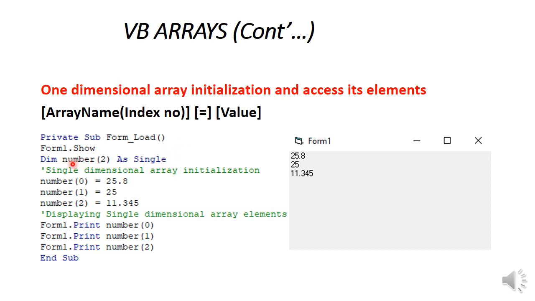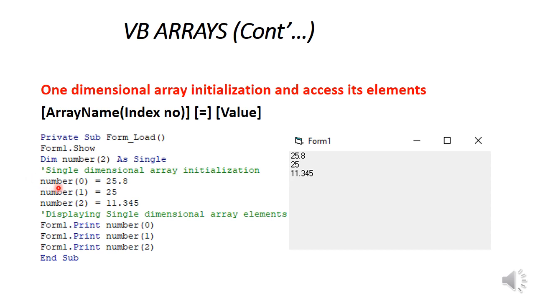So this is the statement to declare an array called number, and this array will have 3 elements because here I have 2. The data type of this array is single, which means that the elements are decimal numbers. This is a comment. A Visual Basic comment statement is denoted by this operator, which is like a single quote.